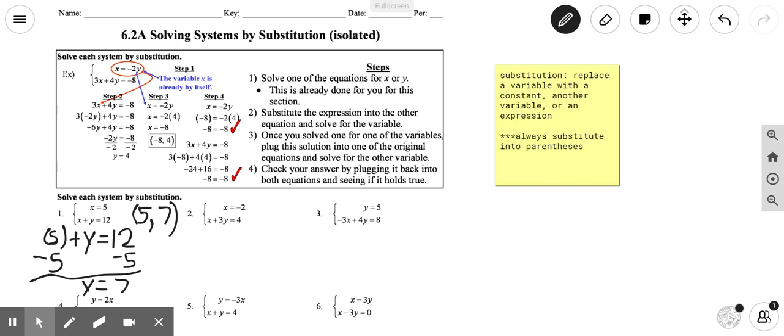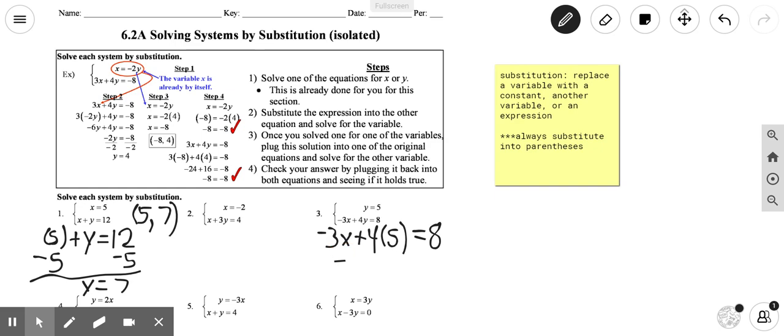All right, so let's try another one. Let's go over here to number 3 because here we have y isolated. So we're going to substitute now for y. And this equation is a little bit more complex. So we're still going to just substitute in. So negative 3x plus 4 times y, which now y has become 5, equals 8.